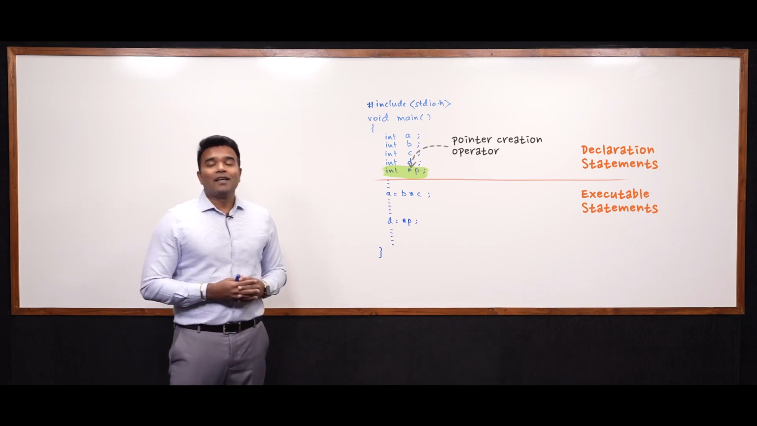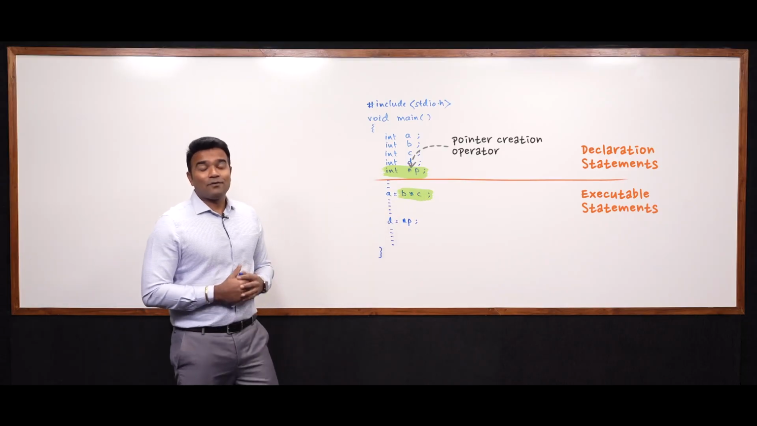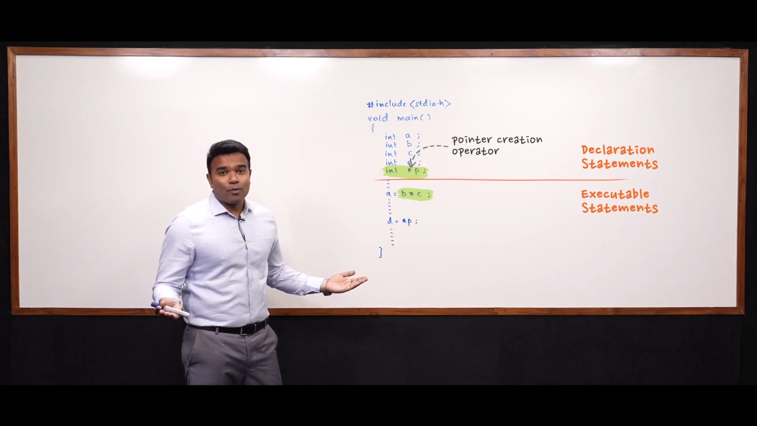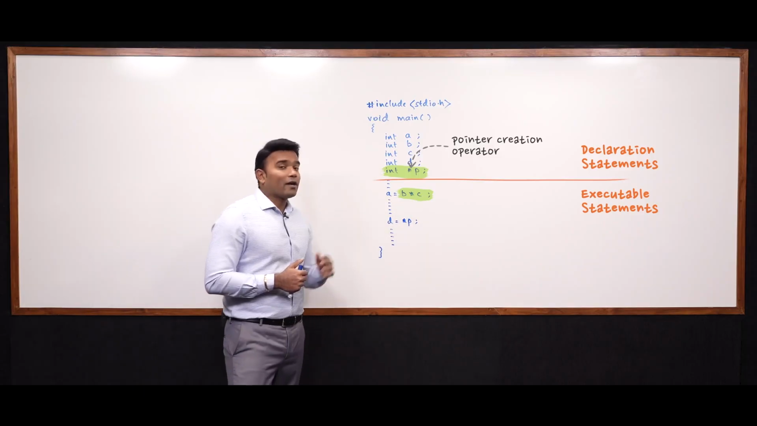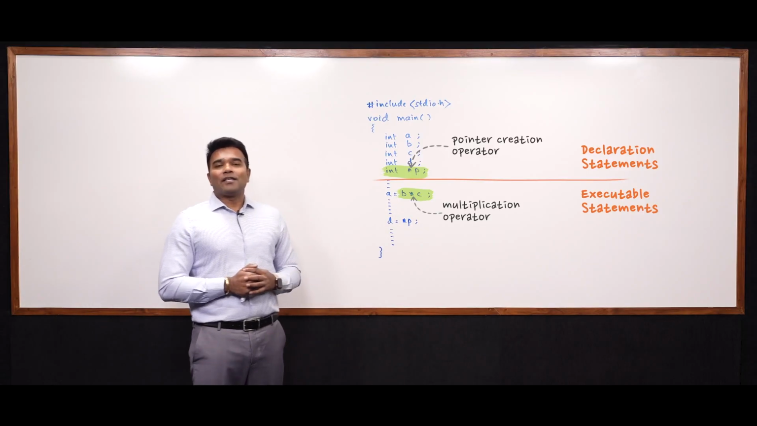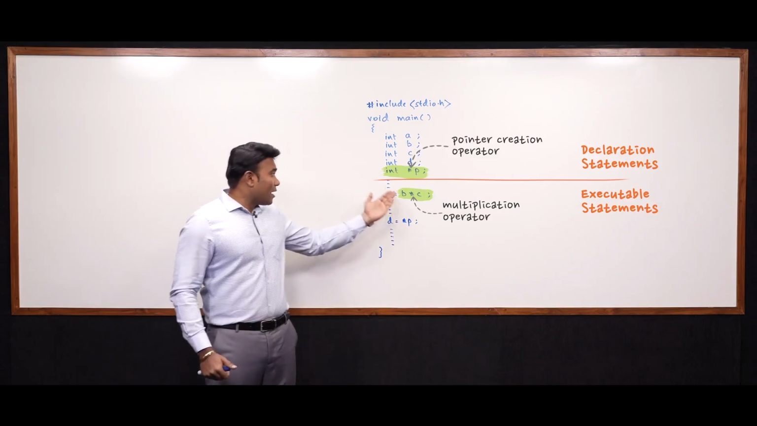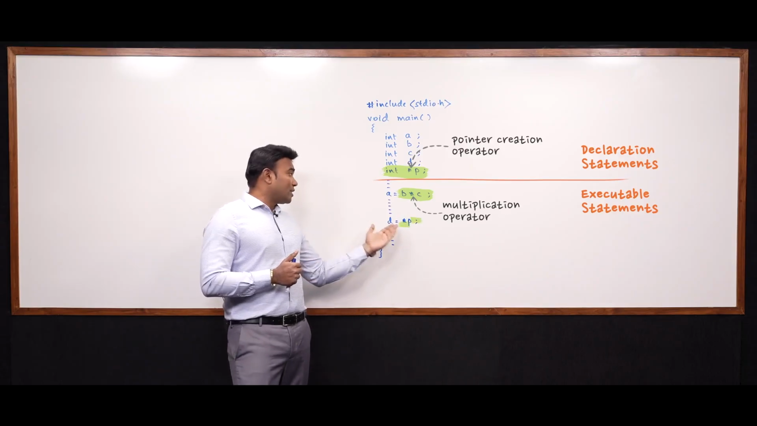But then I think there is no need for me to tell anything about this. From when you have been learning about programming, I am sure you have understood that this star over here plays the role of multiplication. It is a simple mathematics rule. So this star is the multiplication operator. Now, what about this star?